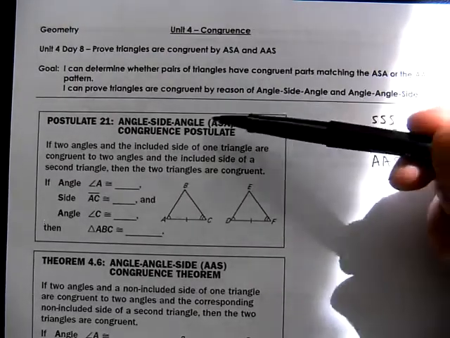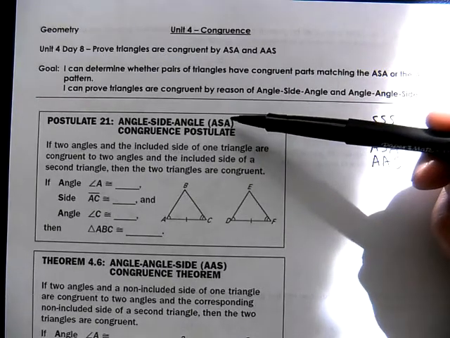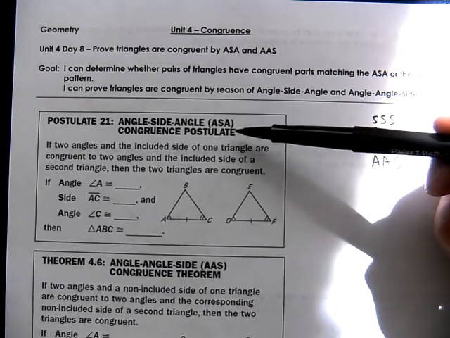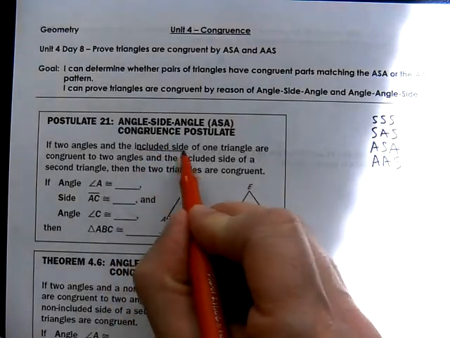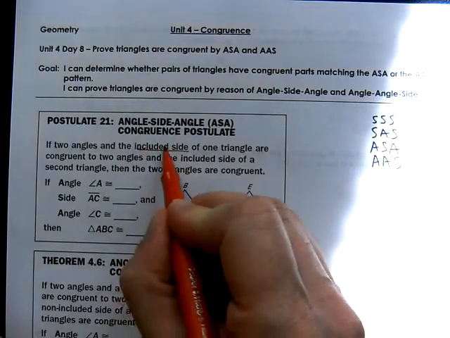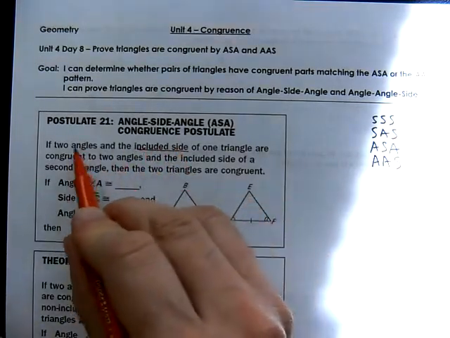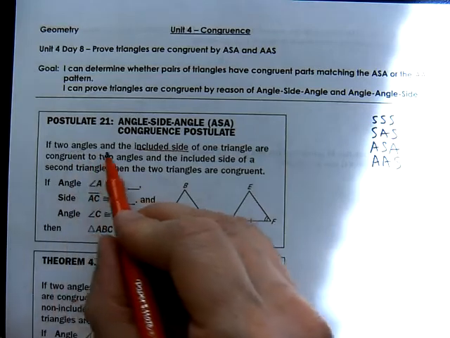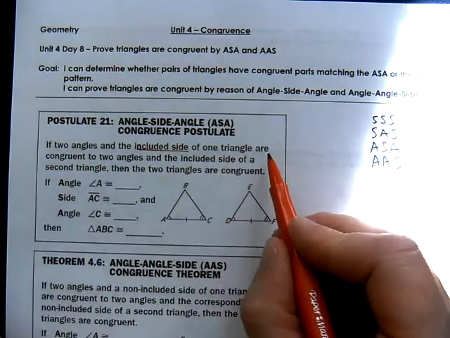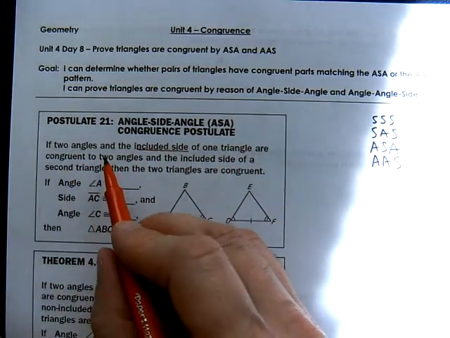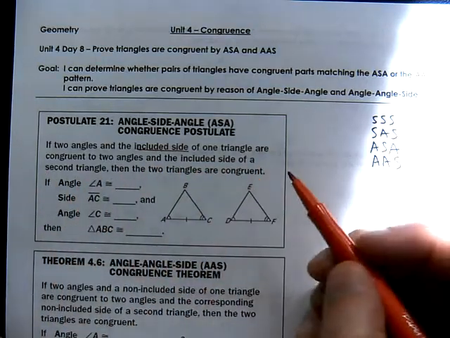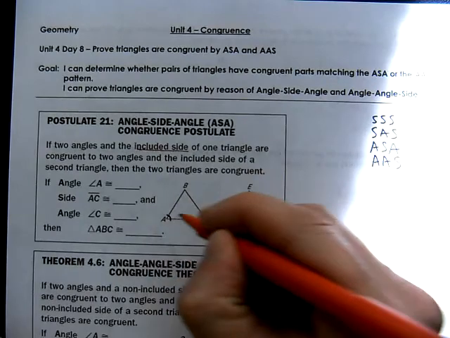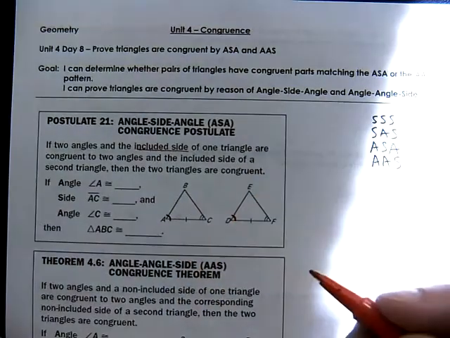So first, the angle-side-angle pattern. This happens to be a postulate. So if two angles and the included side, remember included means that it is between. We're saying this side is between the two marked angles. So if two angles and the included side of one triangle are congruent to two angles and the included side of a second triangle, then the two triangles are congruent. So here are the two sets of angles.